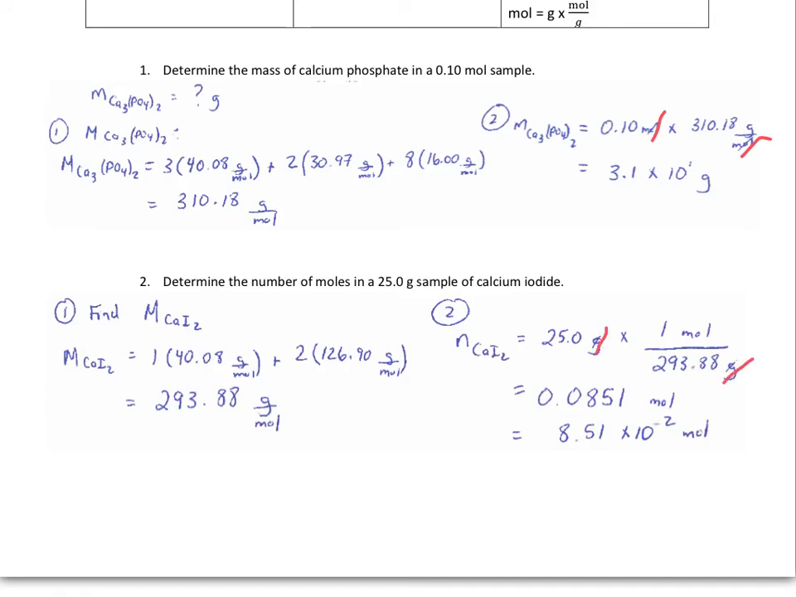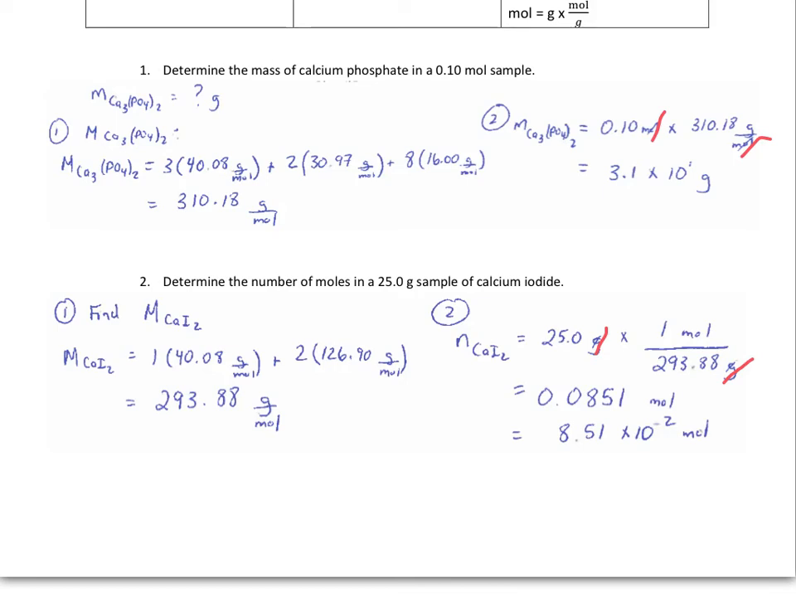And that leaves us with the units of moles, and we simply multiply 25 by 1 and then divide it all by 293.88, and we get 0.0851 moles. We can write that using scientific notation as 8.51 times 10 to the minus 2 moles. And just note that we have the 3 significant digits here based on the fact that we were given 3 significant digits here, and we have more than that here, so this 25.0 is what determines our number of significant digits.